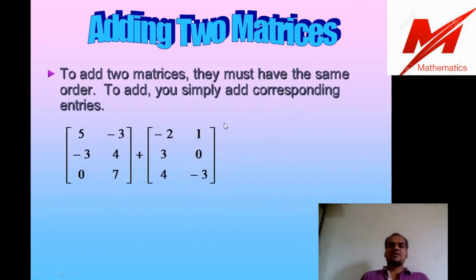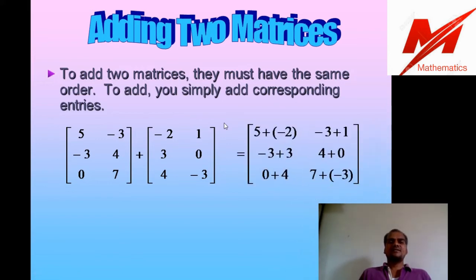Now see an example. We have two matrices, 5, minus 3, minus 3, 4, 0, 7. In this case the first matrix has first element 5, and the second matrix's corresponding element is minus 2. So we have to add these two elements, 5 plus minus 2. This is the addition of corresponding elements. Now we see one more example.